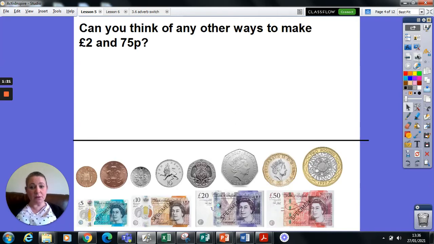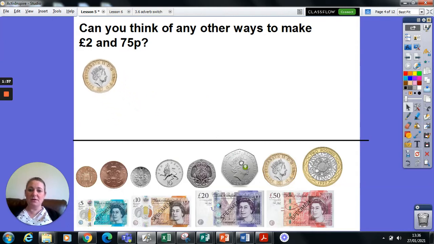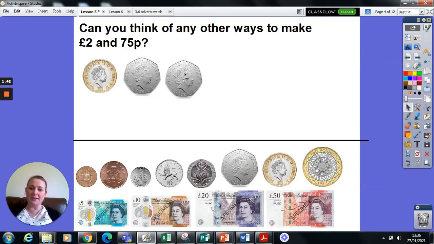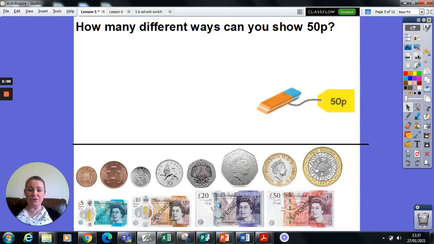Can you think now of any different ways of making £2.75? Again, pause if you need to. So I could take £1. I could use a 50p, because if I use two 50p's, I know that that is the same as £1. So now I've got £2 and I can make £2.50, £2.70, and this time I'll use a 5p. Okay, there are lots of options to make £2.75, so you can take some time to explore that.